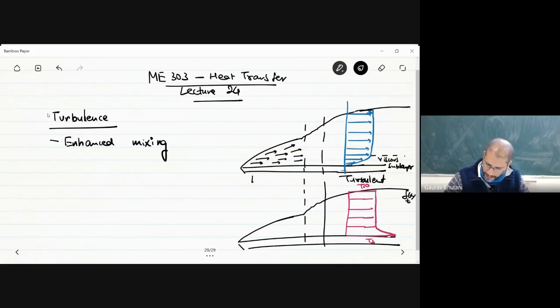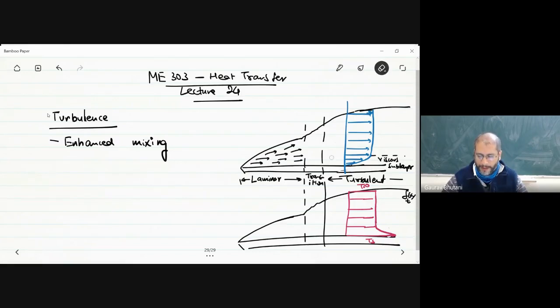Okay, so this region is laminar. Then you have something called transition. So the transition region is where the flow transitions from being laminar to turbulent, and the region further right of the transition region is all turbulent.